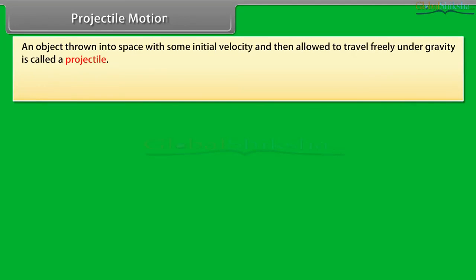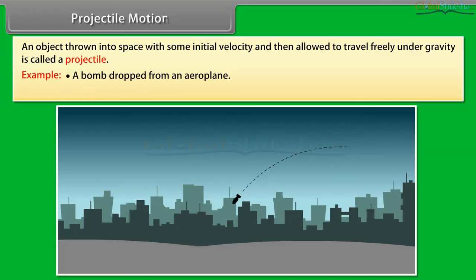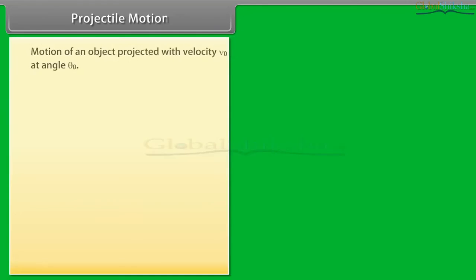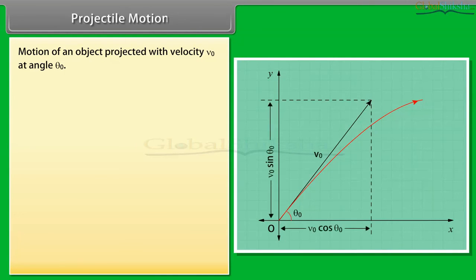Projectile motion. An object thrown into space with some initial velocity and then allowed to travel freely under gravity is called a projectile. For example, a bomb dropped from an aeroplane. A cricket ball hit by a batsman. Motion of an object projected with velocity v naught and angle theta naught is shown in figure. The path of a projectile is a parabola.